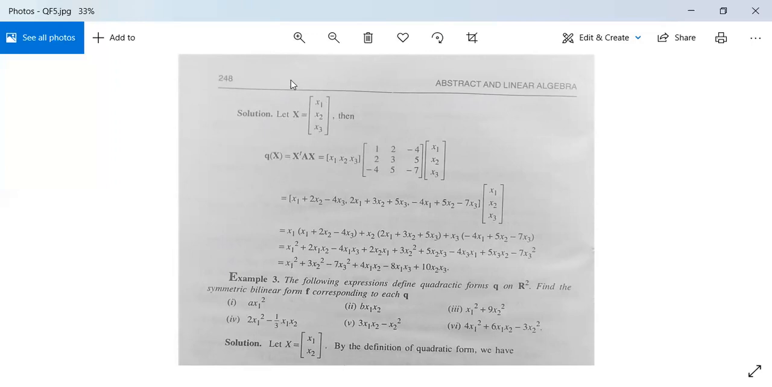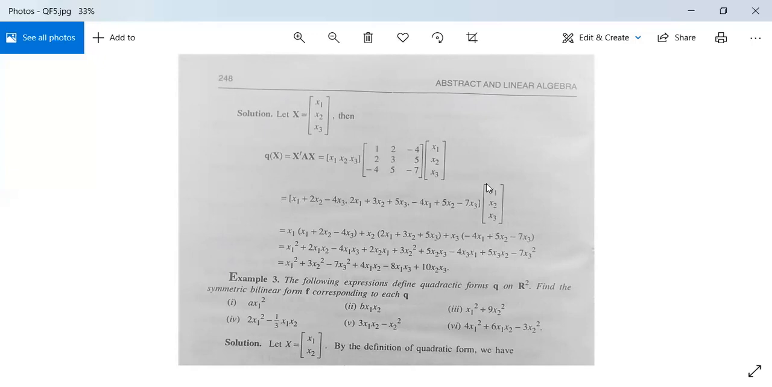X transpose means the transpose of this matrix. This is a column matrix, so it will be the row matrix x1, x2, x3 into the matrix A. This matrix A is given, and this is your X, the column vector. So first multiply this matrix with this matrix. We will use row by column multiplication. So this is x1 into 1 plus x2 into 2 plus x3 into minus 4. So this is x1 plus 2x2 minus 4x3, comma 2x1 plus 3x2 plus 5x3, comma minus 4x1 plus 5x2 minus 7x3, and then x1, x2, x3.